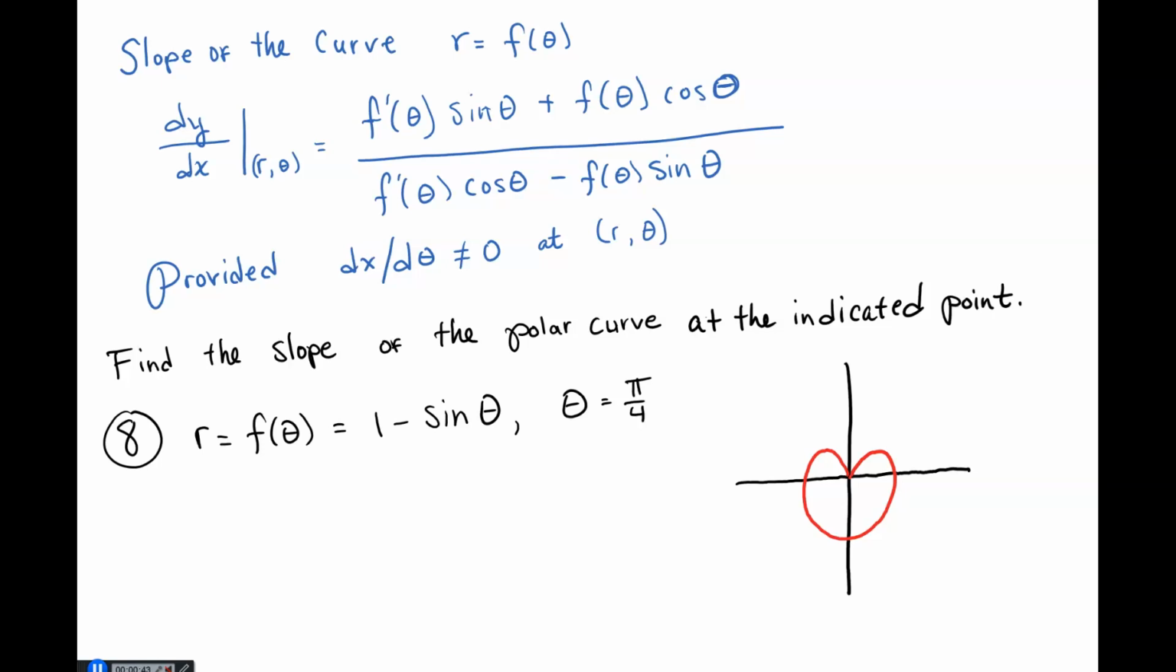So we're going to take a look at an example, and it says find the slope of the polar curve at the indicated point. Well, we have a function r equals 1 minus sine theta, and I provided the graph here, and this right here is called a cardioid.